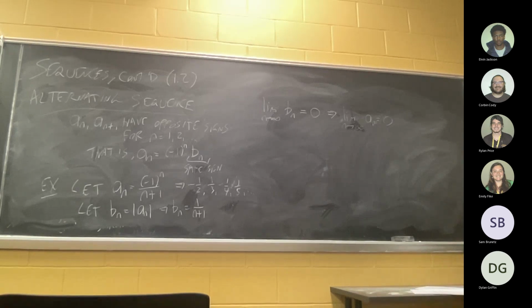And this will help us later when we look at alternating series. We have some alternating sequence, and then we're summing up all the terms. The fact that it's alternating, we can figure out whether that's going to converge or not relatively easily.